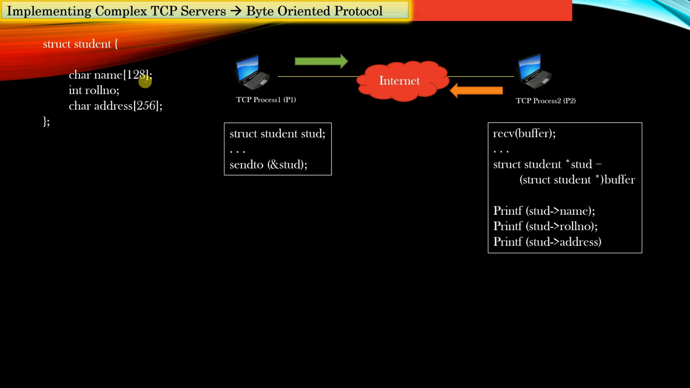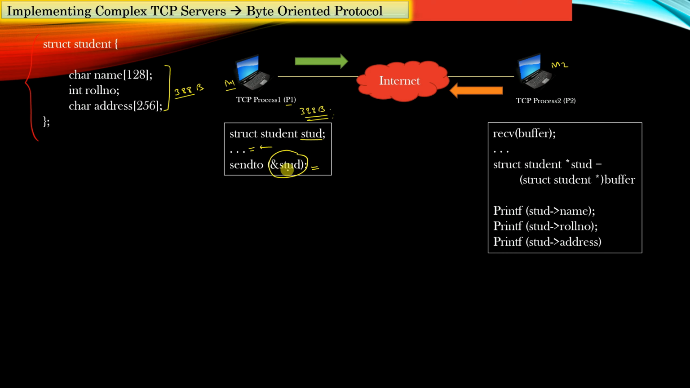Let's say in this slide you have a structure student, and the total size of this structure is 388 bytes. Now let us suppose that the application running on machine M1 sends to machine M2. The process P1 running on machine M1 takes a variable of type struct student, fills this variable with the name, roll number and address, and then the application invokes send in order to send the entire information of the student. So in a way the process P1 is sending 388 bytes.